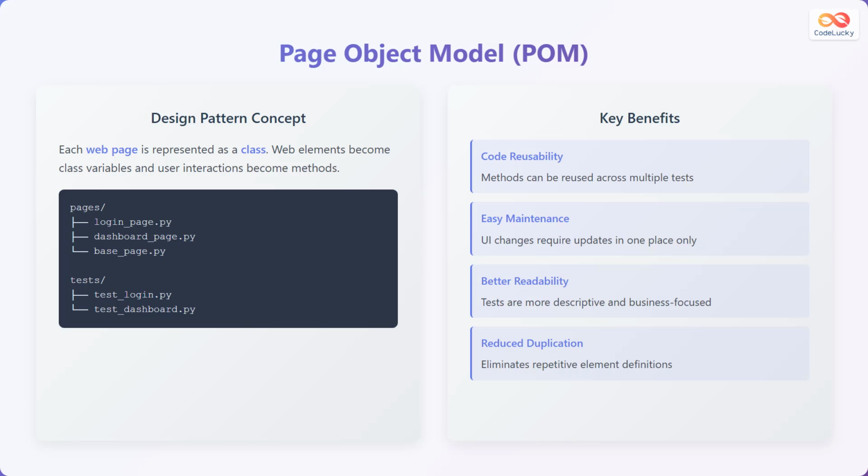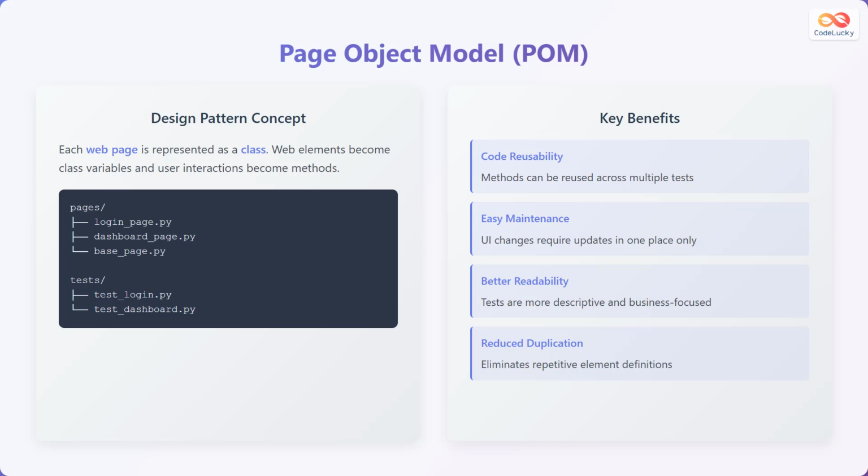The page object model is a design pattern that significantly improves test maintainability and code organization. In POM, each web page is represented as a separate class, with web elements becoming class variables and user interactions becoming methods. The typical project structure includes a pages folder containing individual page classes like loginpage.py and dashboardpage.py, plus a tests folder with your actual test files.